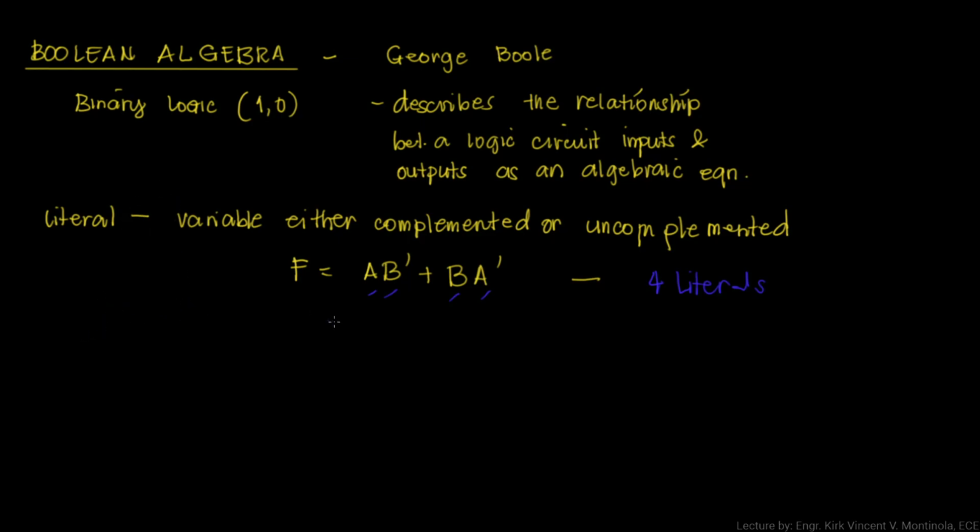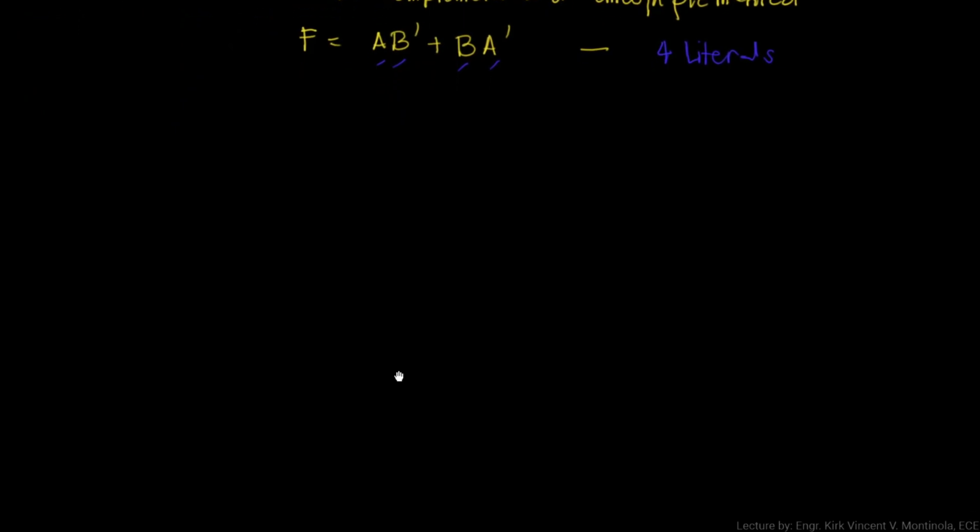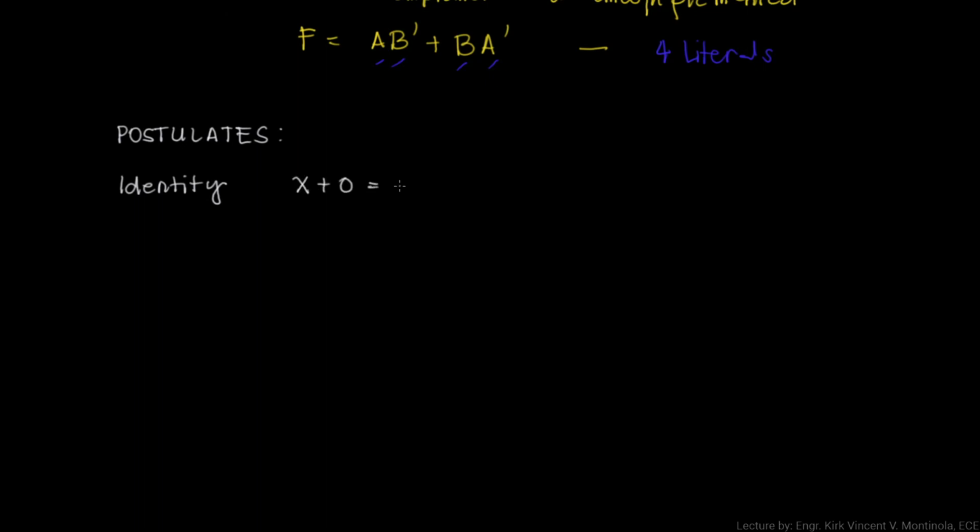So first, I will be writing here the postulates, the list of postulates we use in Boolean algebra. Number one, we have the identity. If we have a variable x added to 0, that is always x, same as in your algebra. And if we have x times 1, it can also be written as x.